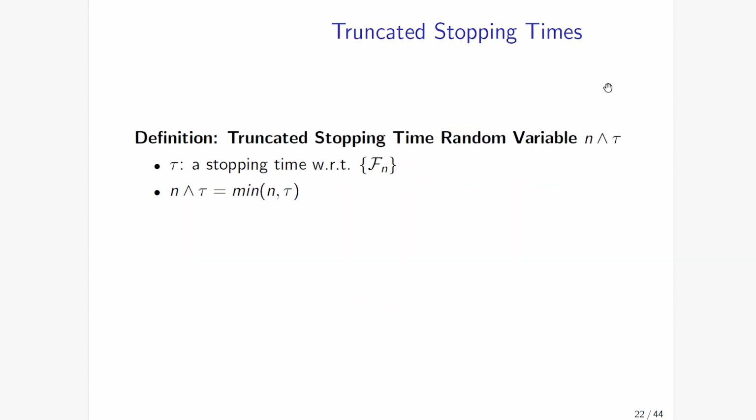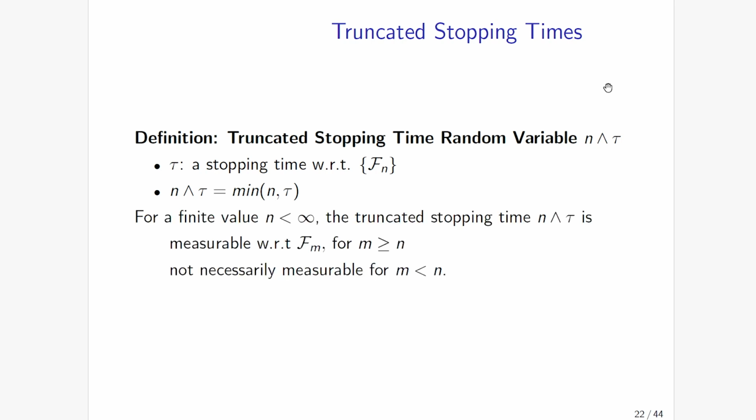Now, in the mathematics of dealing with stopping times, the potential for infinite values of the stopping time makes things complicated. What we can do is consider the minimum of n and the stopping time tau, denoting that by n caret tau. If we have a finite value n, this truncated stopping time is going to be a measurable random variable with respect to the information set F_m for m greater than or equal to n.